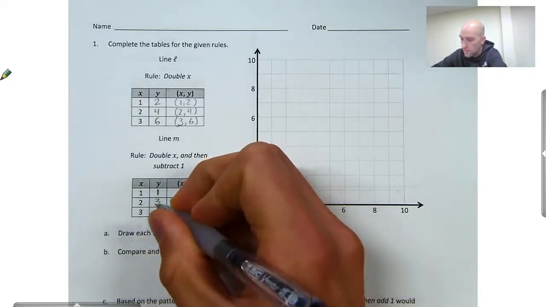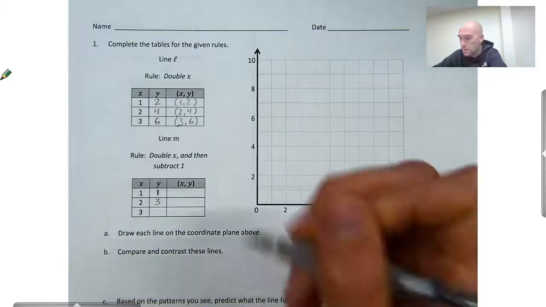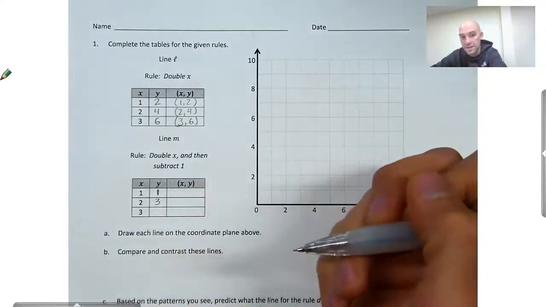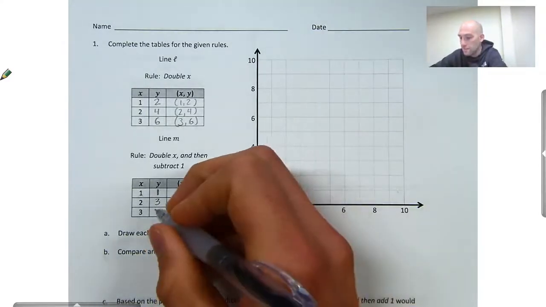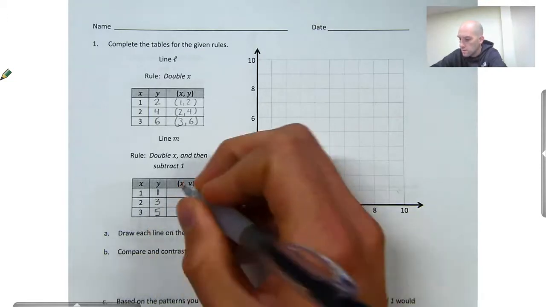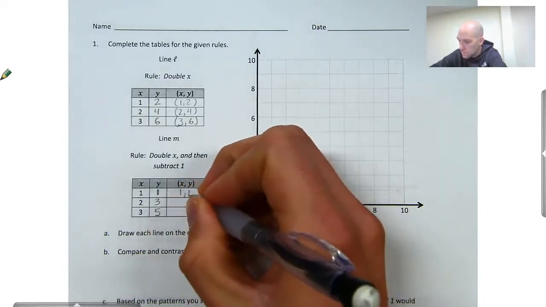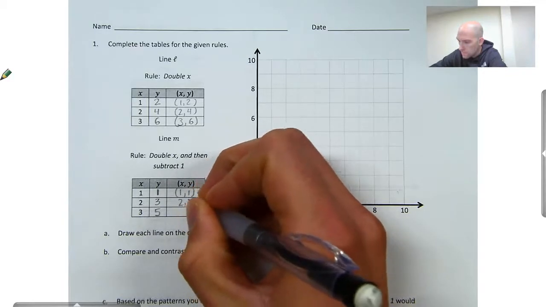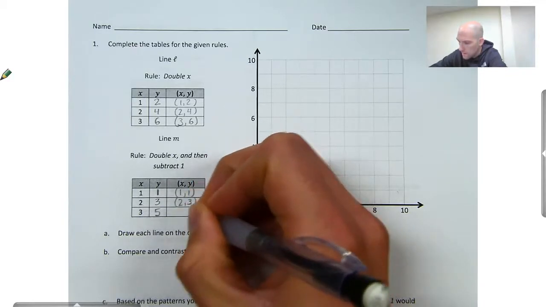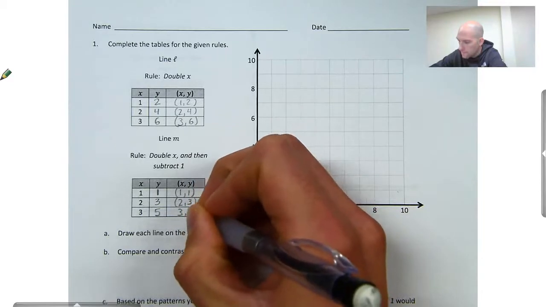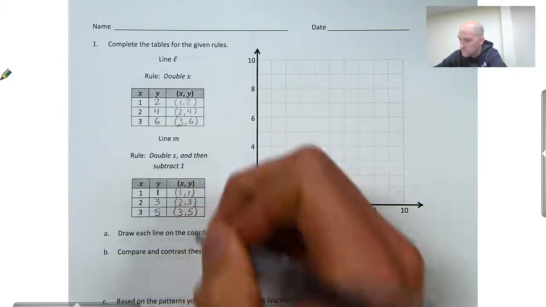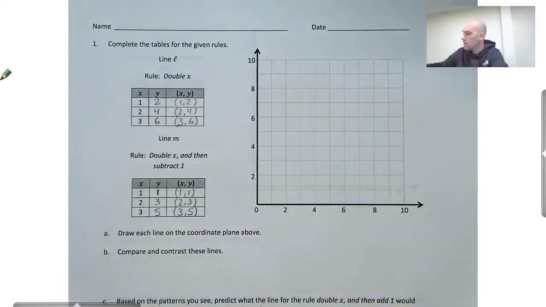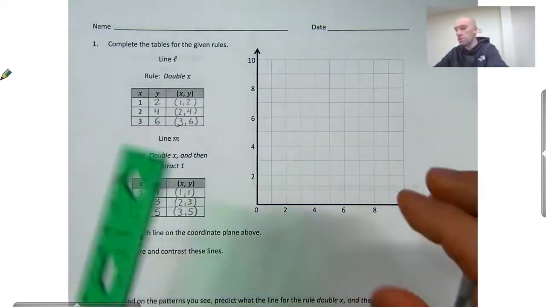So we're just doubling our x value and then subtracting 1. So we double 3, we get 6. We subtract 1, we get 5. So we have 1, 1, 2, 3, and 3, 5. You're going to notice that line M is not going to pass through the origin.